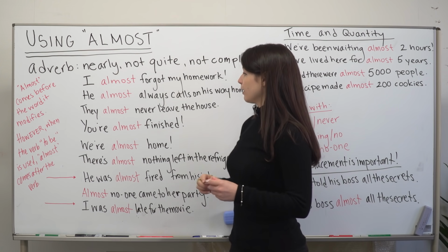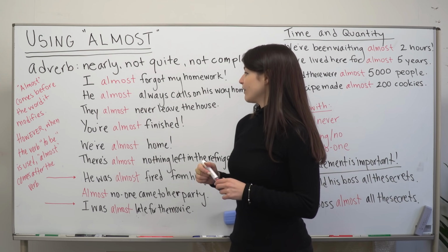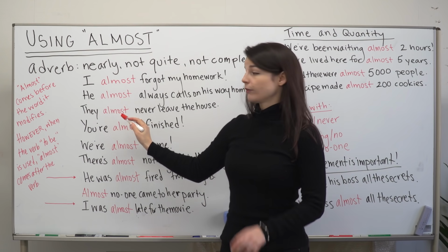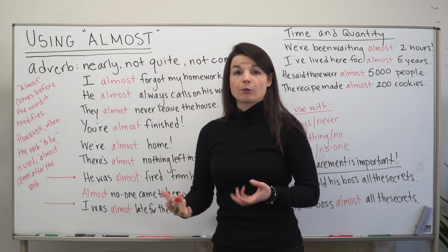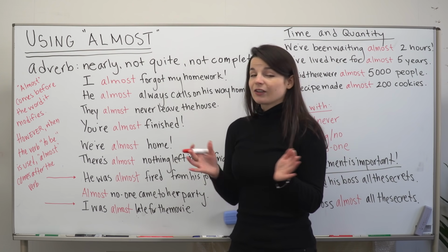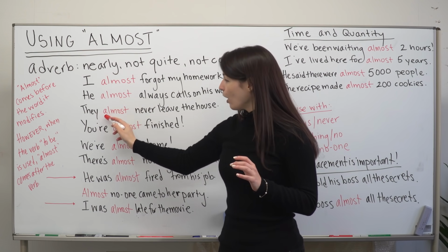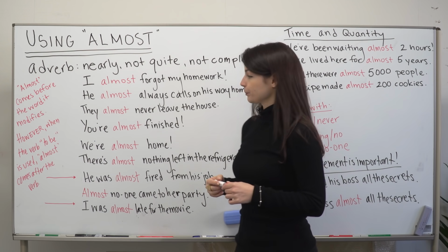Okay, let's look at another one, maybe an opposite meaning here. They almost never leave the house. So here we've got never as the word that almost is modifying. Almost never, you can think of it in terms of a percentage, for example, 5% of the time they leave the house. Very, very close to zero, but not quite zero. So almost never, not quite never, but very near to never.